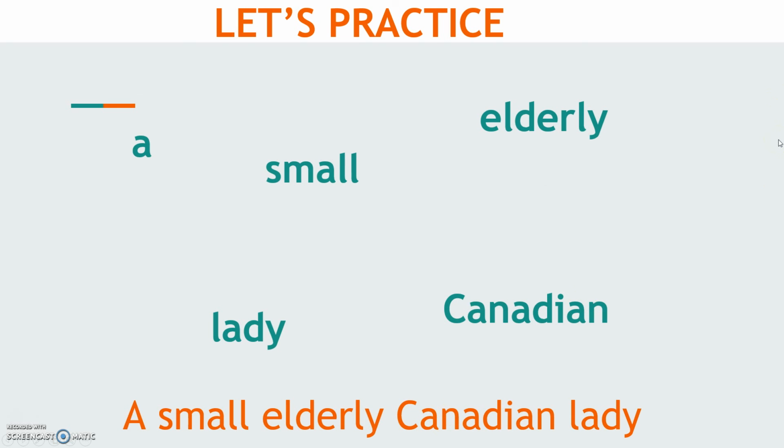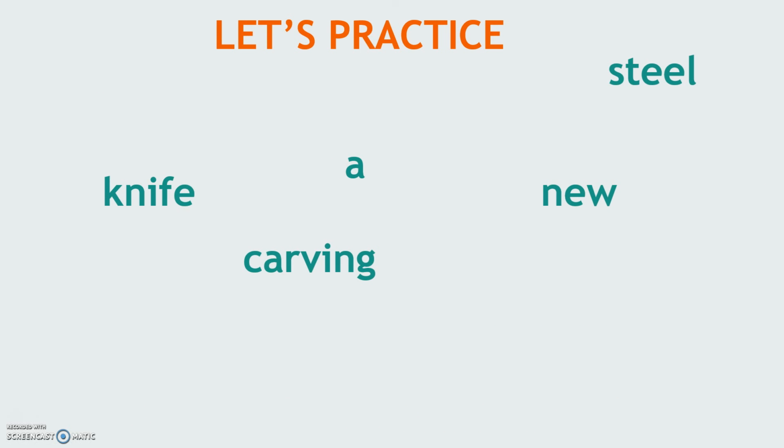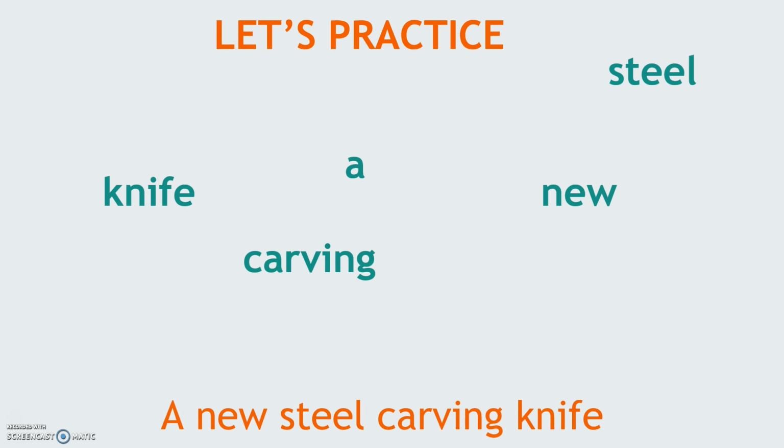Okay, let's see another one. Okay, some seconds to figure it out. Okay, so you would have a new steel carving knife. New would be age, steel would be material, and then carving would be purpose. That was the reason why the knife was made in the first place.